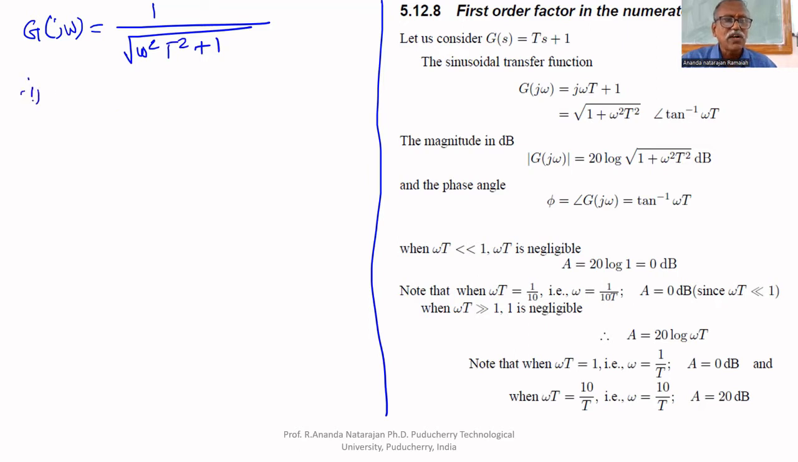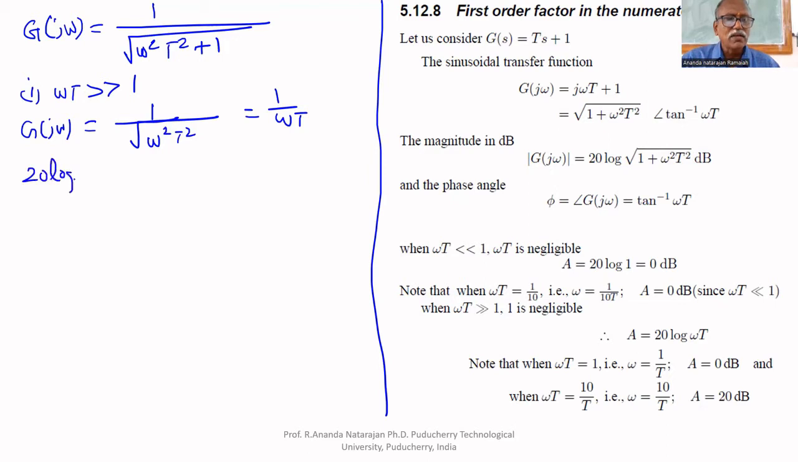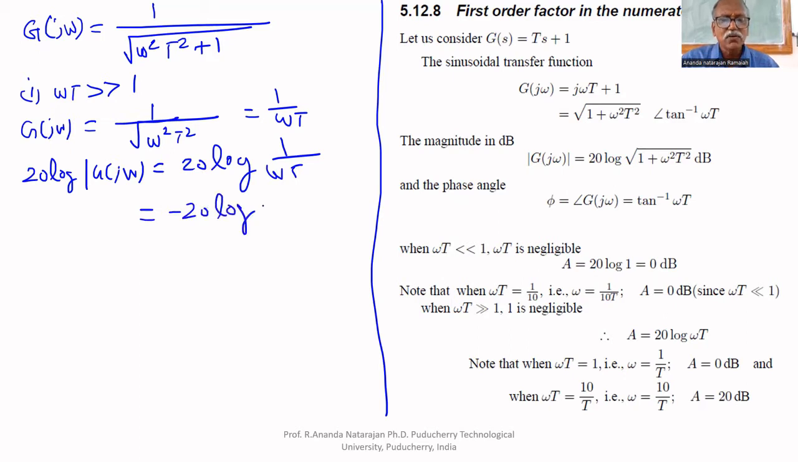Already, the first case is what? When omega tau is far greater than 1, meaning omega square tau square is far greater than 1, we can ignore 1. Therefore, G of j omega becomes 1 by square root of omega square tau square, that is equal to 1 by omega tau. Therefore, 20 log modulus of G of j omega equals 20 log 1 by omega tau, that is equal to minus 20 log omega tau.